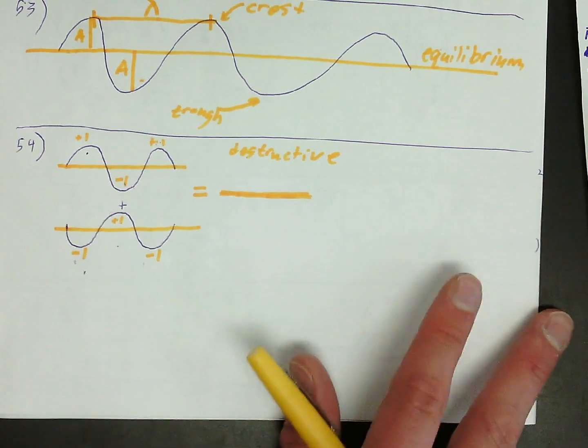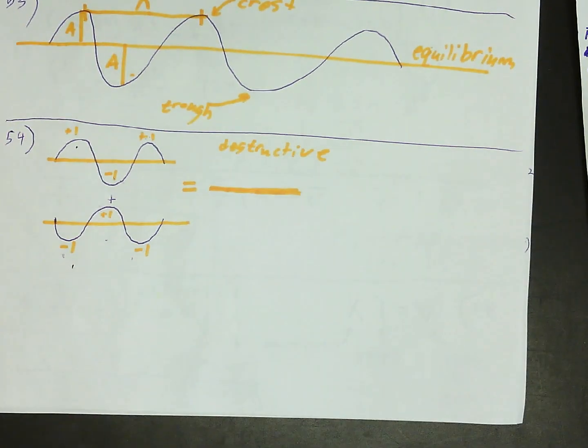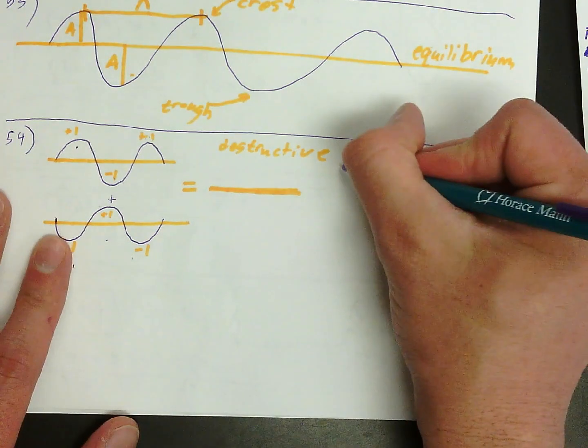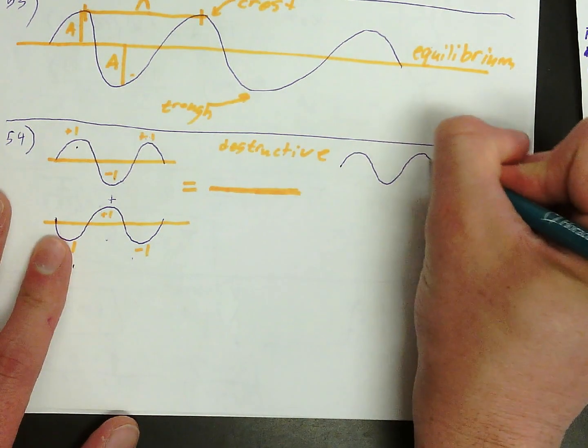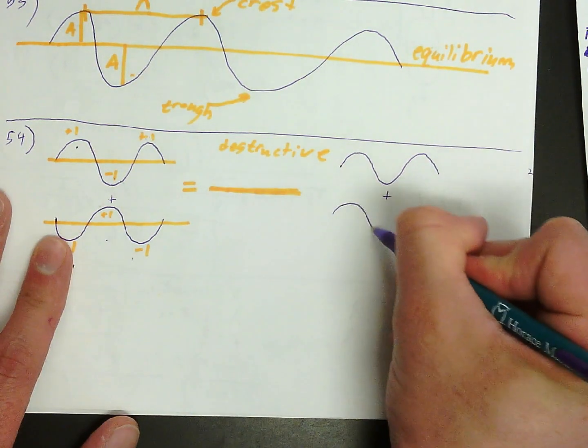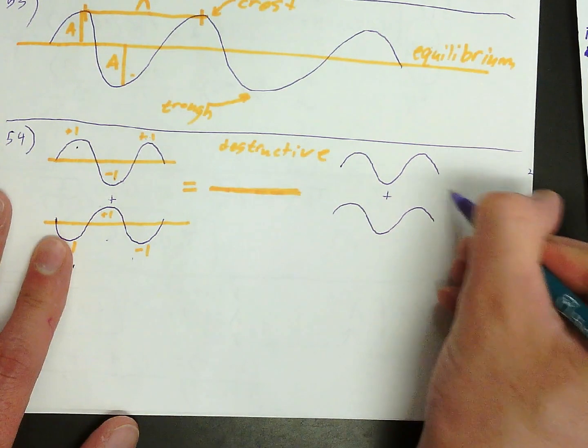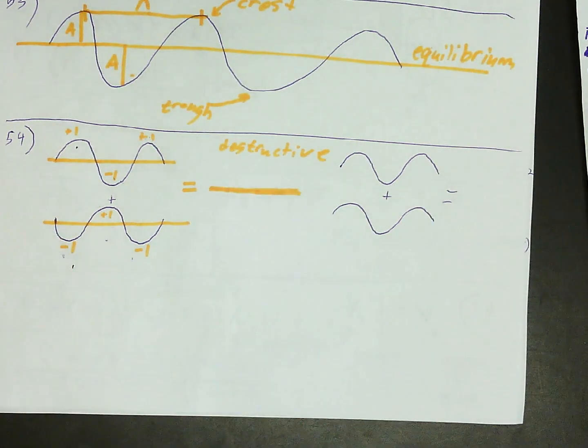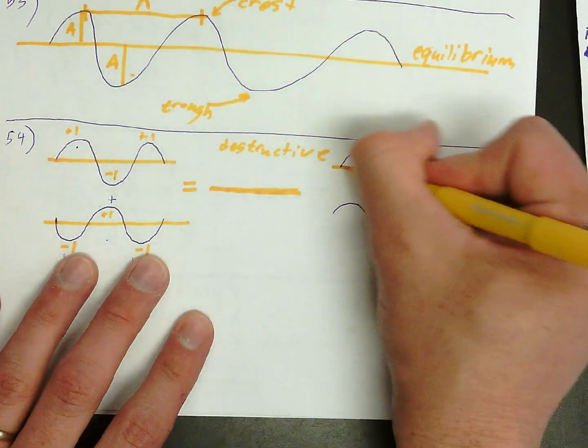The other option would be constructive interference. That would be where you have two positive waves that add together. That would look like this. Notice these waves are the same. So again, here's my equilibrium.